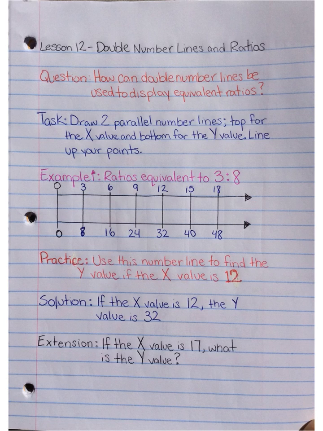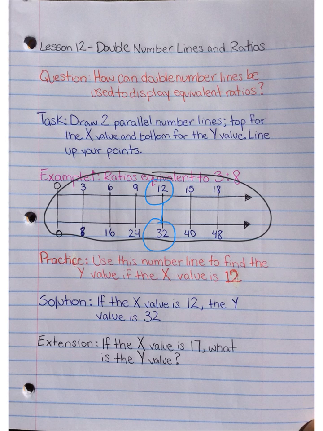So we are going to try and use this double number line to answer this question. Use this number line to find the y value if the x value is 12. So we're going to come along our x number line to try and find 12. Oh, there's 12. Alrighty, we've got 12. The corresponding y value to the x of 12 is 32. So our solution down here says if the x value is 12, the y value is 32. We just drop it down.